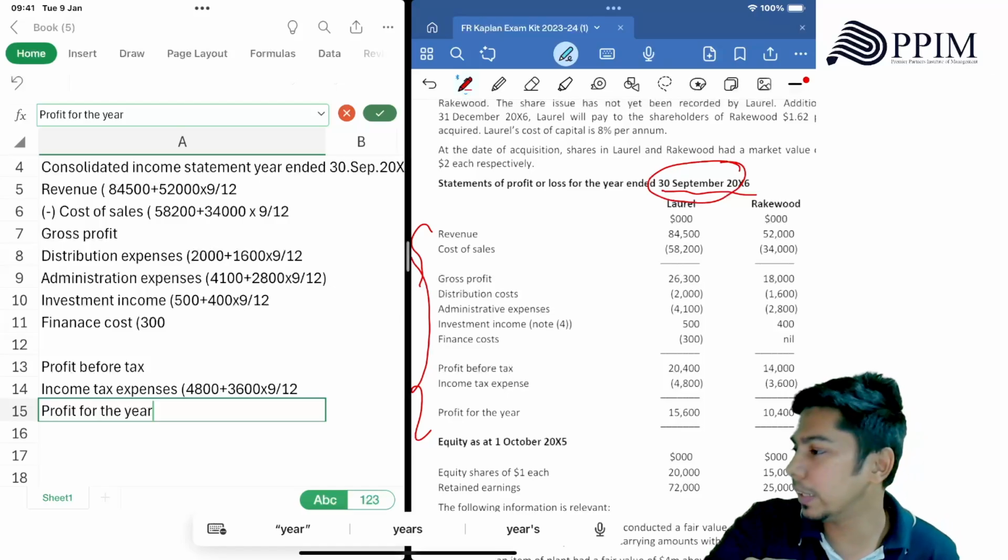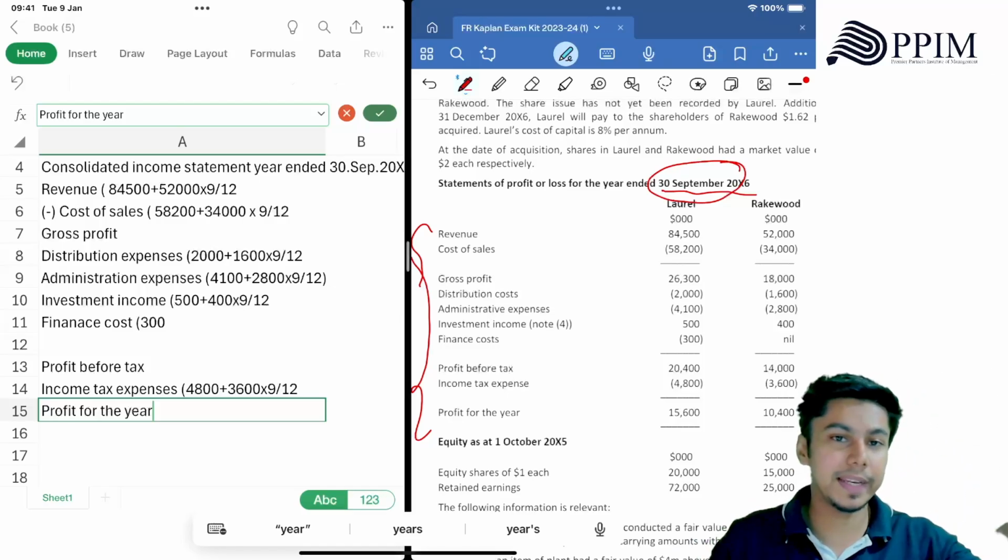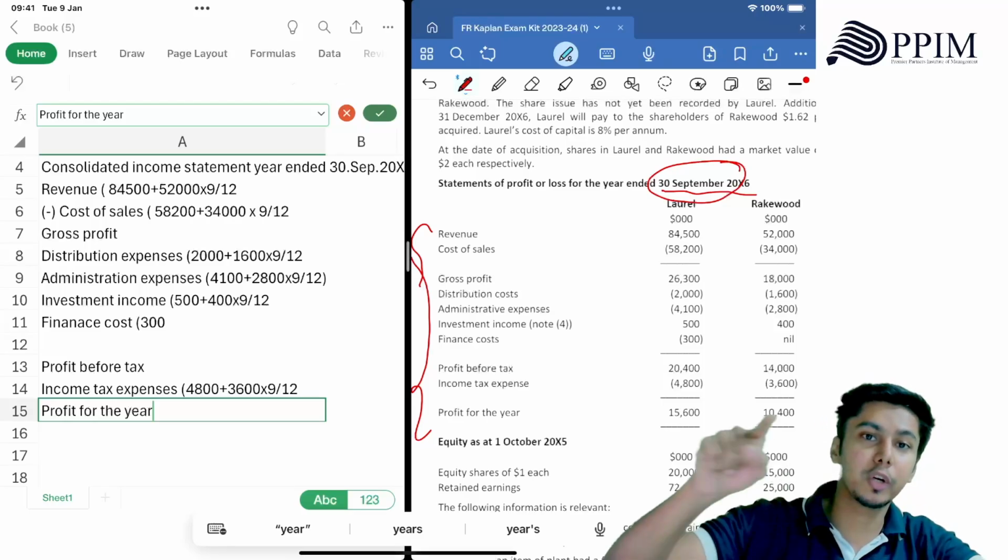Now, students who did the class with me on Friday, did you see? In the income statement, they didn't mention other comprehensive income. But when we were doing the question, it came.